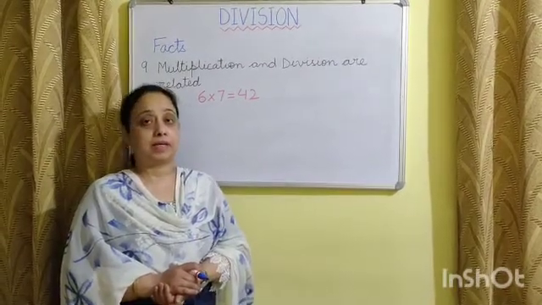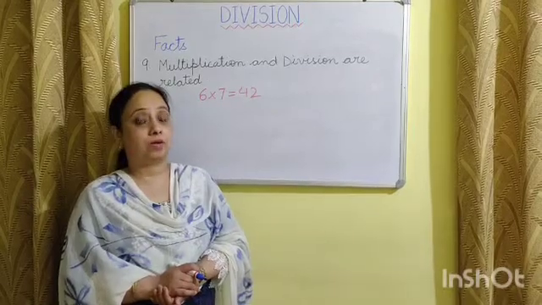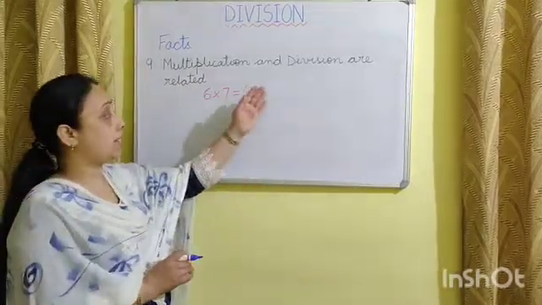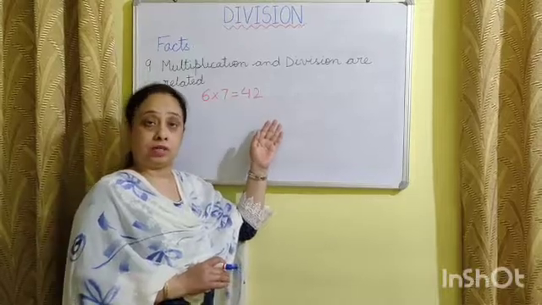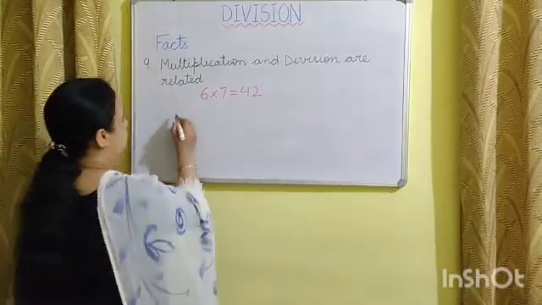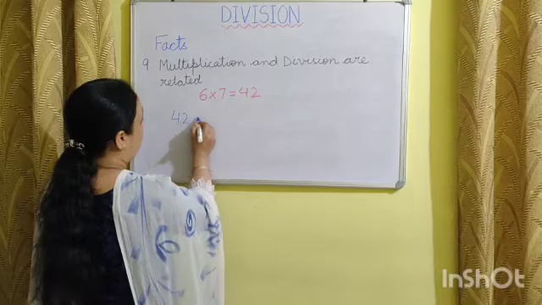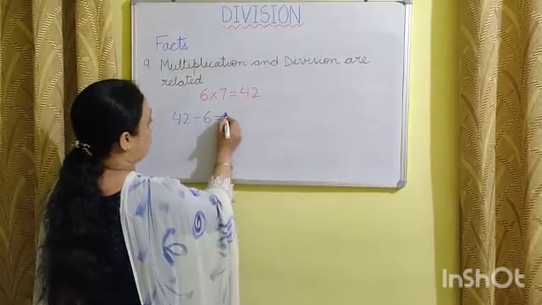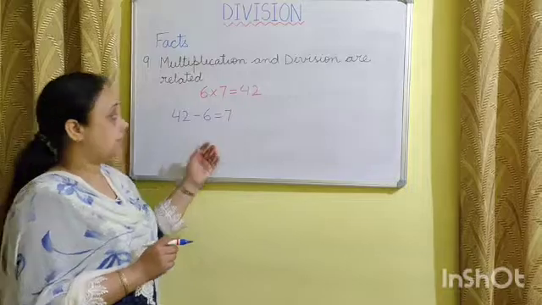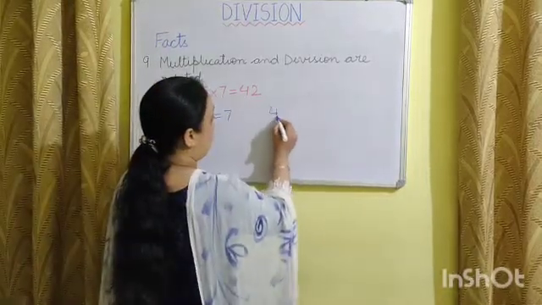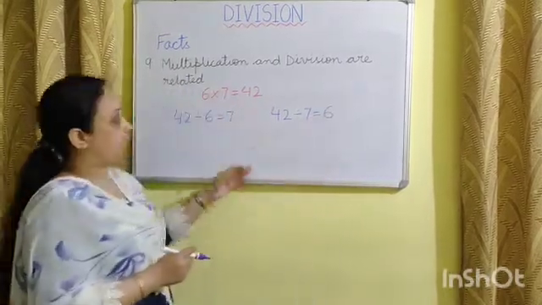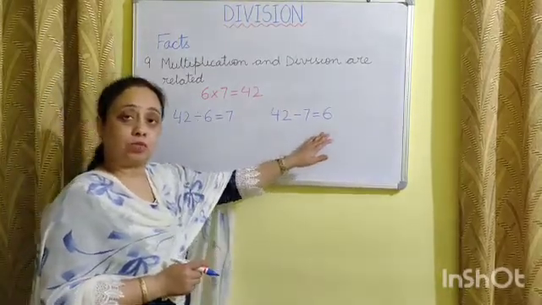We know that multiplication is repeated addition, and now you have come to know that division is repeated subtraction. But multiplication and division are also related to each other. We know that 6 multiplied by 7 is 42. We can also write this as 42 divided by 6 is equal to 7. That is, if we divide 42 by 6, our quotient will be 7. Or we can also write this as 42 divided by 7 is equal to 6. If we divide 42 by 7, our quotient will be 6.